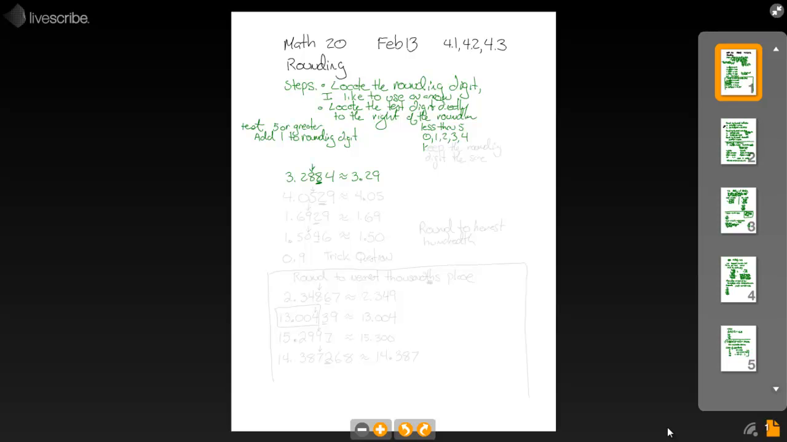There's no numbers to look at. 0.9. Yeah, I'm going to show some of those. There's some weird ones in there. So keep the rounding digit. So the example of that might be the second one where it's 4.0529.